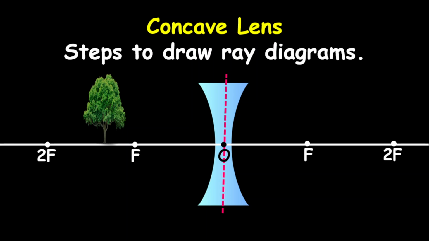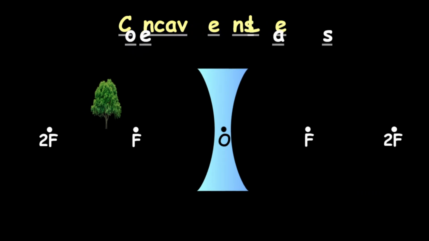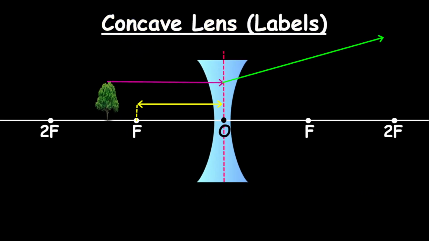Now, today we're looking at the concave lens, and we're going to do this in two parts. One, we're going to look at the general concept of a concave lens, and then we're going to jump into how to draw basic ray diagrams. The first thing we're going to do here is to label this diagram.